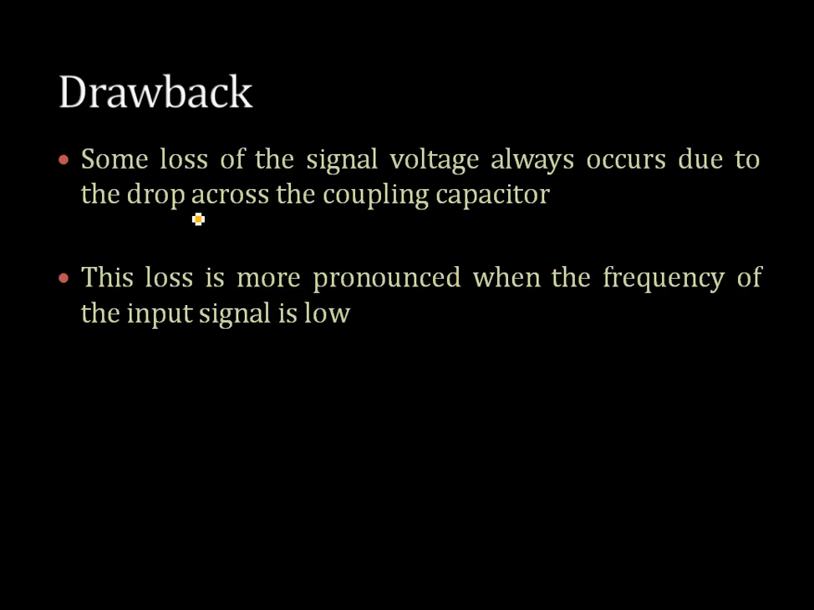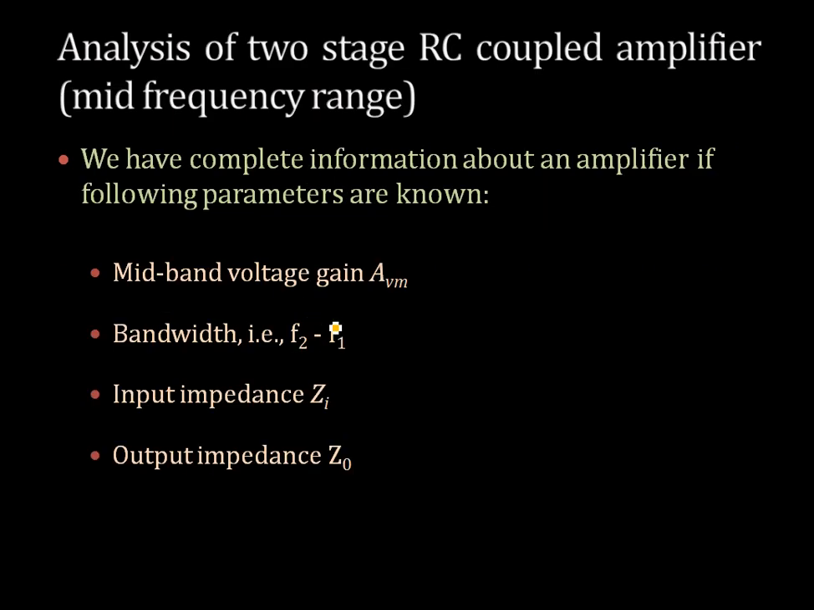Now the major drawback, as we have seen, is that some loss of signal voltage occurs due to the drop across the coupling capacitor. So this drop is pronounced when frequency of input signal is low. We have seen that. So that is ultimately causing a reduction in gain of the amplifier below a particular frequency.